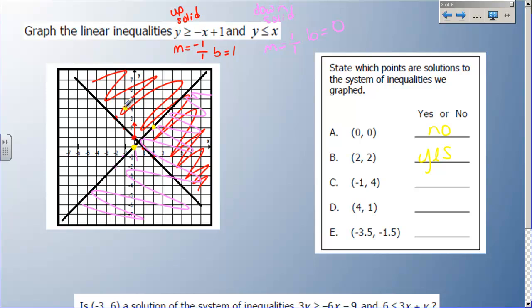Now, -1, 4. That's in a shaded area, but it's not the overlapping shaded area. So no, that won't be a solution either. So let's do 4, 1. It is in the overlapping shaded area, so that one also counts.